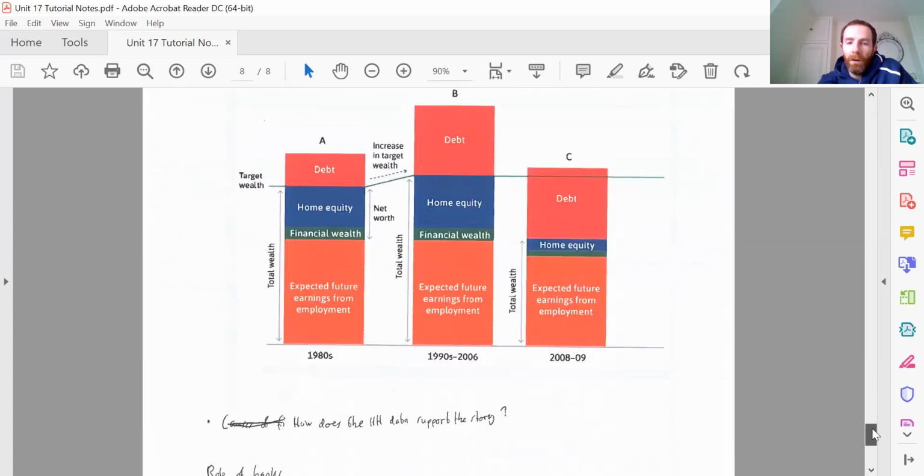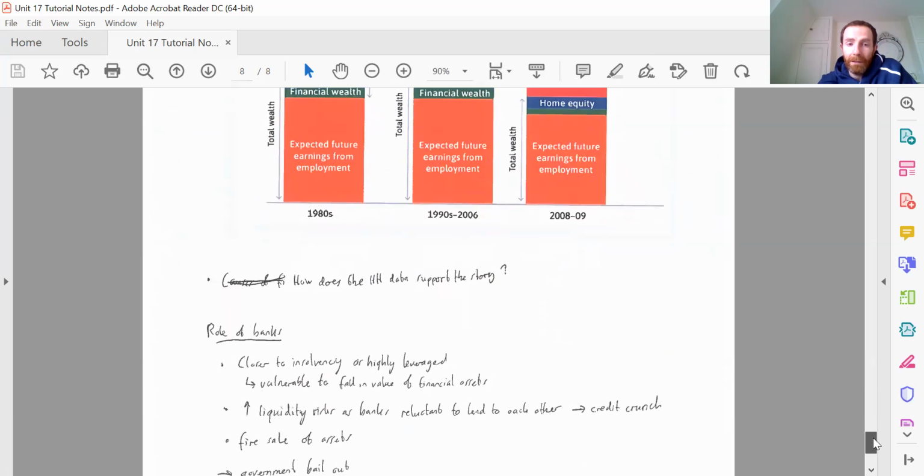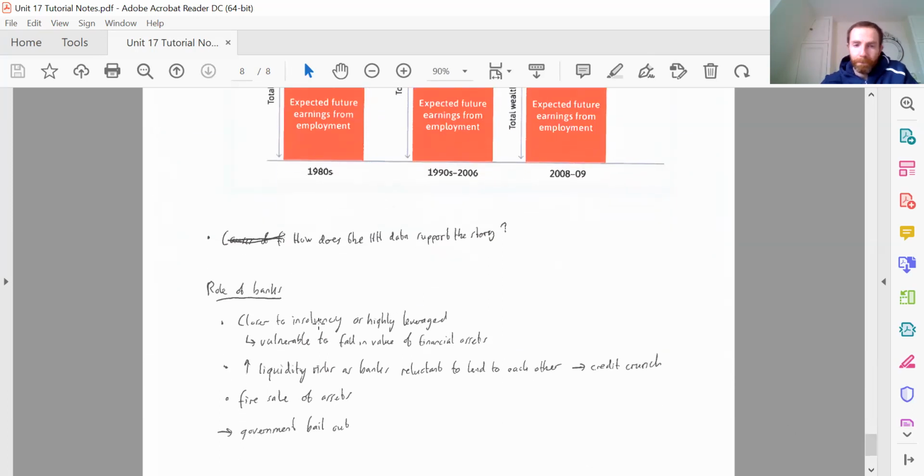So what about the role that banks played in this? Well, as we saw, they became much more leveraged because they were buying more of these financial assets based on mortgages. So they were putting themselves in a position where they were at a higher risk of insolvency. And they were very, very vulnerable to a fall in the value of the financial assets.